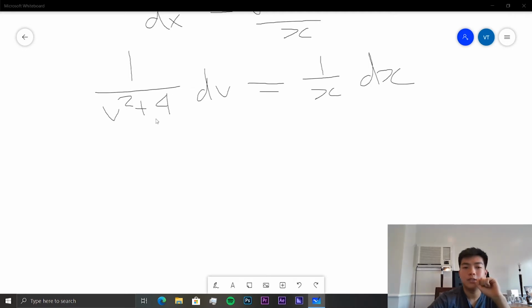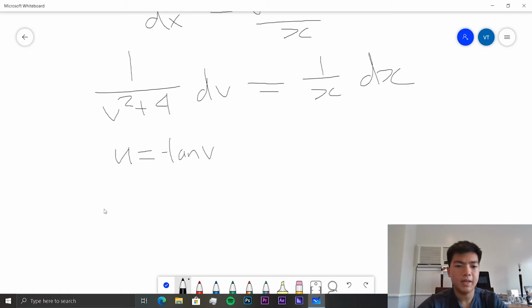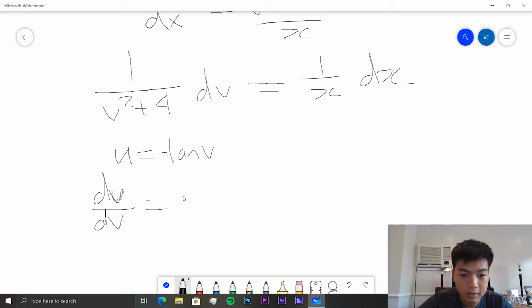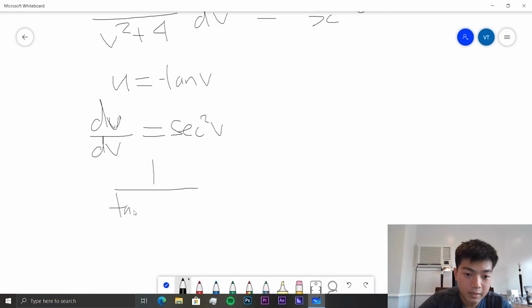So we can use the tangent substitution. We can say u is equal to tangent of v. So we have du over dv is equal to secant squared v. So if we integrate this, we have 1 over tangent squared plus 4.